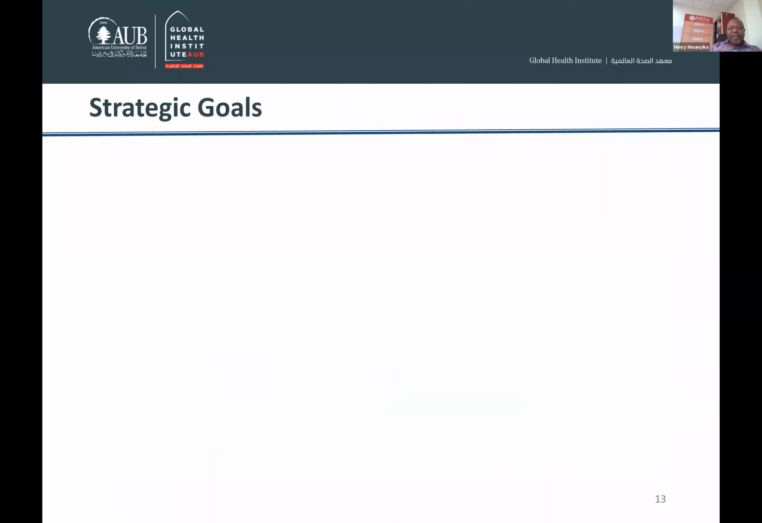So I'll go through the strategic goals and the strategic priorities. The first one was about strengthening digital health governance and leadership. Governance and leadership is extremely important when it comes to successful implementation of a digital health strategy. Some of the governance structures existed, so in this digital health strategy, the idea was to strengthen those.